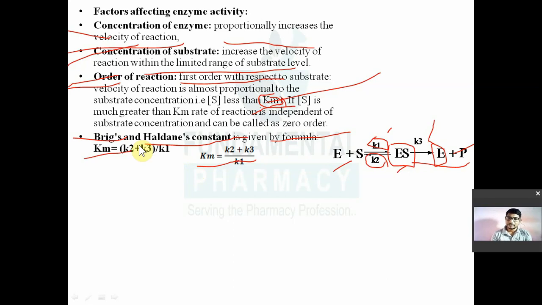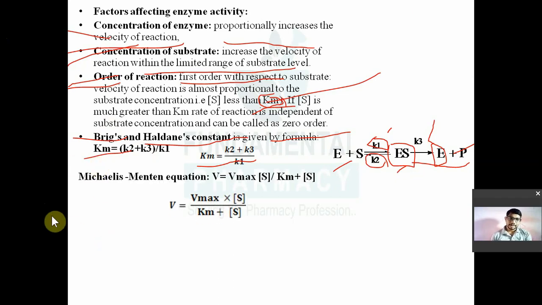So how do we calculate the final velocity of reaction? That is known as the Michaelis Menten constant. So the Michaelis Menten equation: V is equal to V max into substrate concentration divided by Km plus S. V means the final velocity of the enzyme catalyzed reaction. Max means maximum velocity. S is nothing but the substrate concentration. Km is nothing but the Michaelis Menten constant, and S is again the substrate concentration.